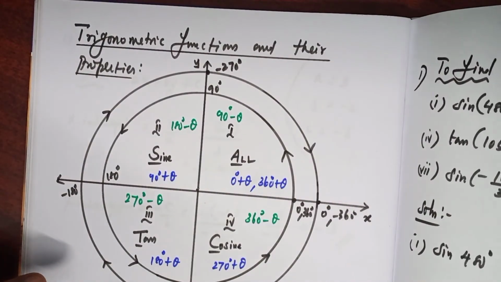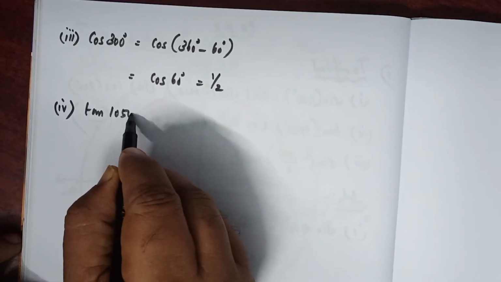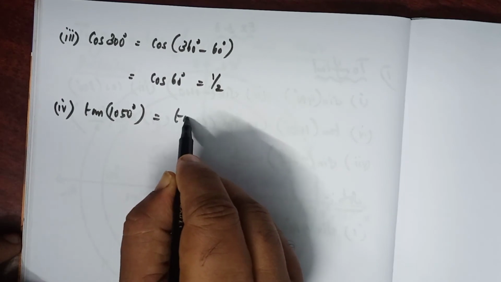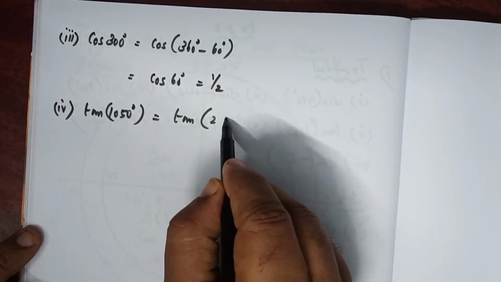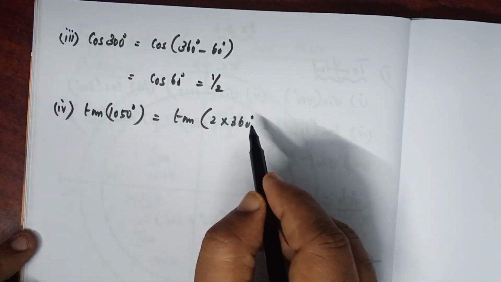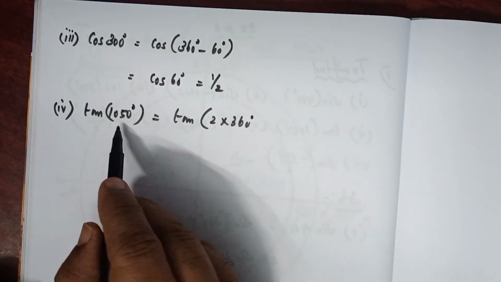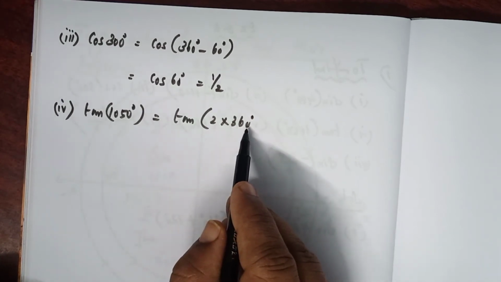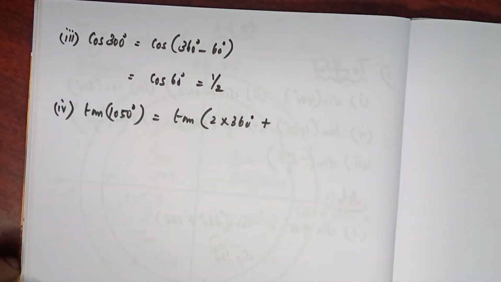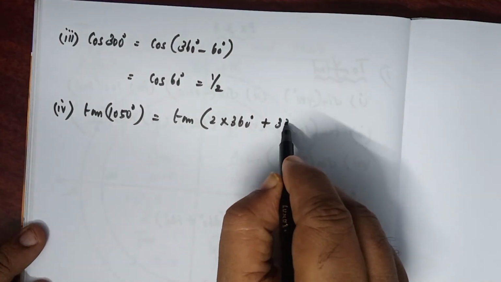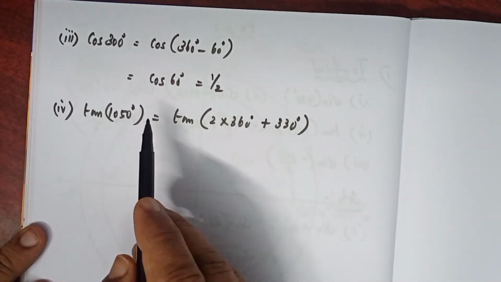Now subdivision number 4, tan of 1050 degrees. Tan 1050 degrees is equal to tan of... we can go a maximum of double rotation only, 2 into 360 degrees, because triple rotation, 3 into 360, is 1080, and we have only 1050. So one rotation is 360 degrees, double rotation is 2 into 360, 720 degrees, plus 330 degrees. 720 plus 330 is equal to 1050.